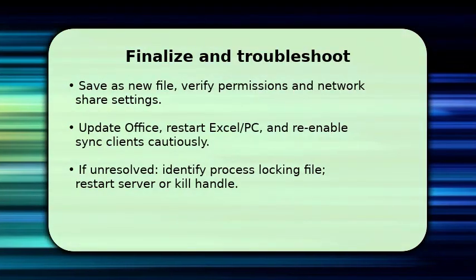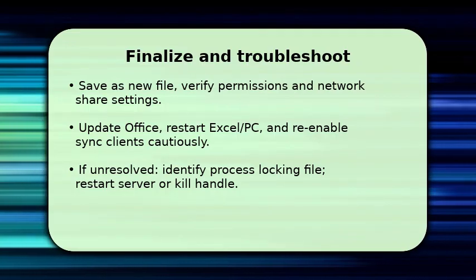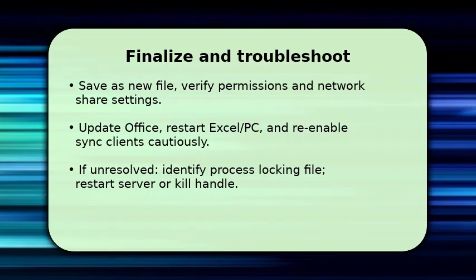You finish by saving a fresh copy, save as, and checking NTFS or network share permissions to ensure you have full control. Once saved, update Office and restart Excel or the PC to clear lingering handles, then re-enable any sync clients one at a time. Make sure collaborators reopen the new file properly.